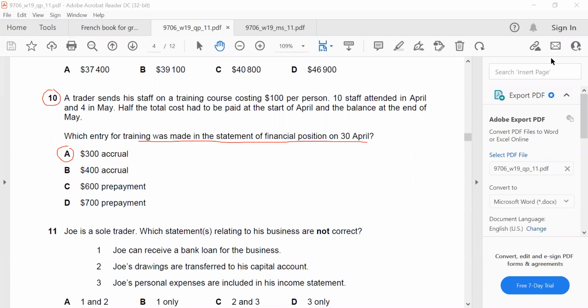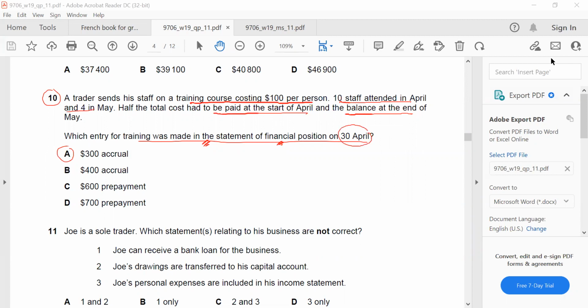I want to know the entry for training that has to be made in the statement of financial position. So I sent staff for a training course, which is costing $100 per person. And 10 staff attended in April and 4 in May. Total cost had to be paid at the start of April and the balance at the end of May. Which entry for training was made in the statement of financial position on 30th April?